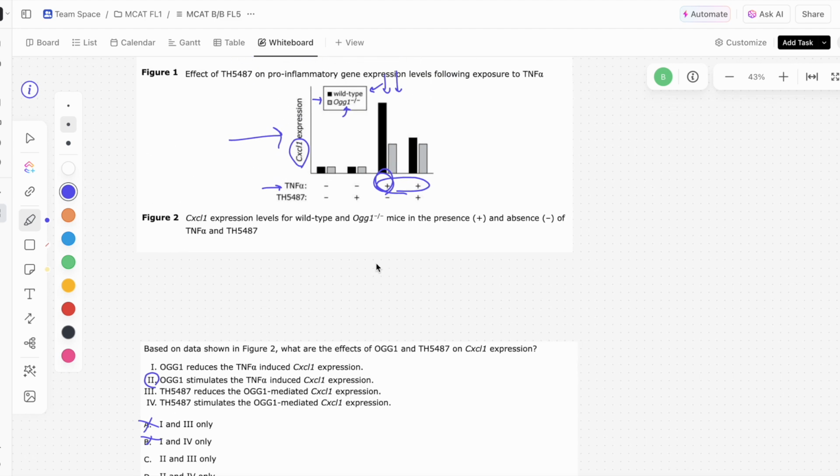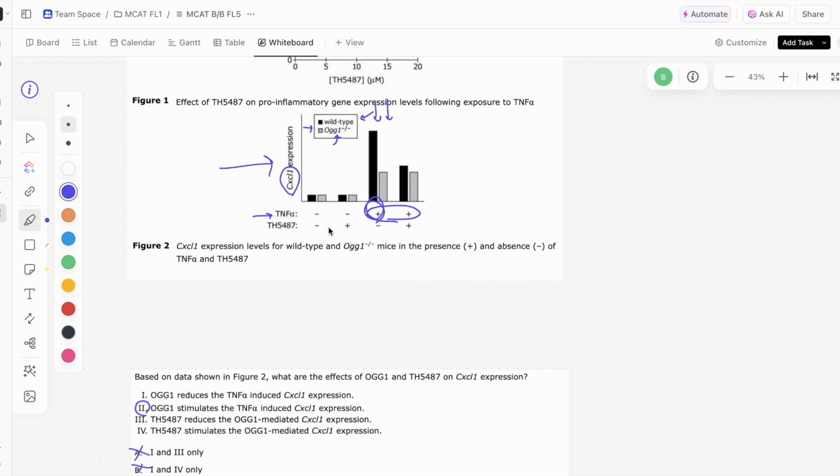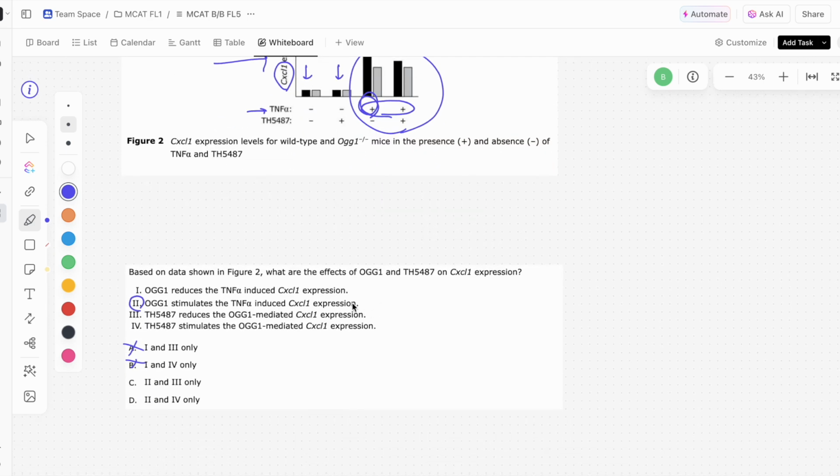Same thing. Let's take a look at TH5487. If we notice here, look at these two columns. This is really not interesting, right? Well, it is interesting, but it's not really going to help us because even if you add TH5487, there is really no difference in terms of the CXCL1 expression. So what do you want to look at then? We want to look at these two columns right here, okay? So it says OGG1 mediated CXCL1 expression.